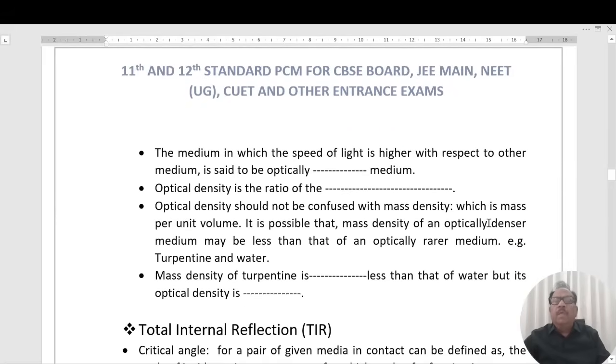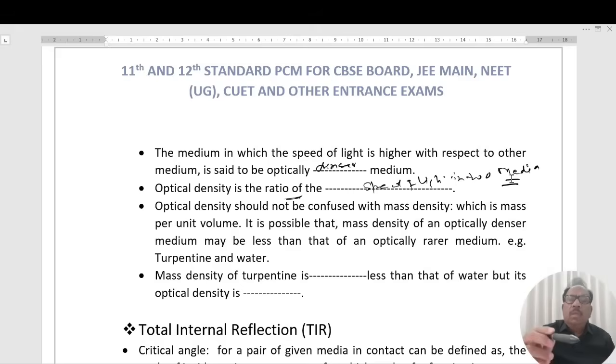The medium in which the speed of light is lower with respect to the other medium is said to be optically denser. Optical density is the ratio of the speed of light in the two media. This is an important thing.